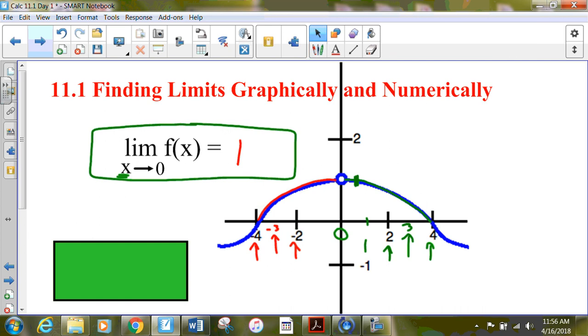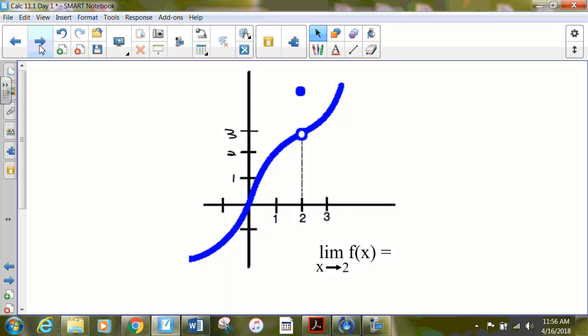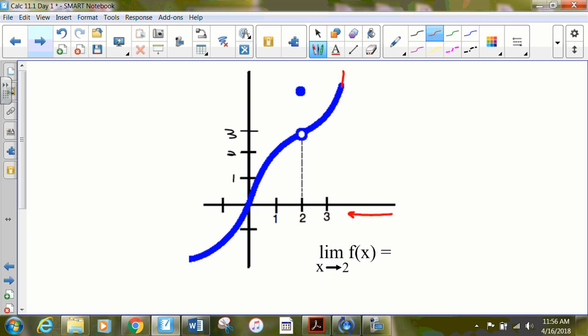All right, let's look at another one. Here we've got an interesting looking function. All of these graphs are going to look a little bit different than what we're used to. But here we're asking for the limit of this function as x approaches 2. So as we're looking from both the left and the right, when we come from the right, as x is getting smaller and smaller, approaching 2, we can see that the graph is going down, right? And it's leading towards a height of 3.